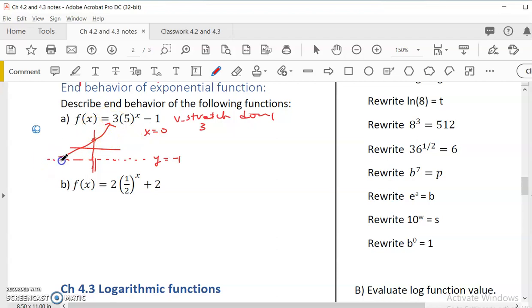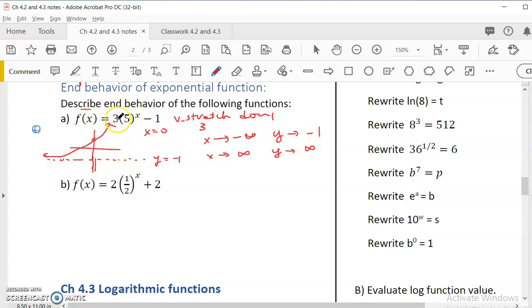By looking at the graph, you can describe the end behavior. From the graph, you can tell when x approaches negative infinity on the left-hand side, y actually gets closer to the horizontal asymptote, which is negative 1. When x approaches infinity on the right-hand side, you can say that y shoots up, so it becomes infinity. Okay, so that is how you describe the end behavior.